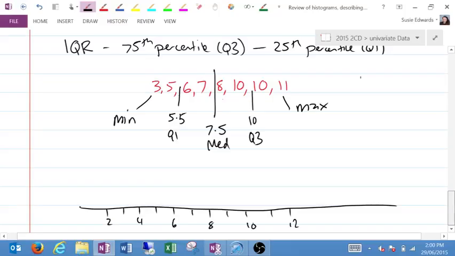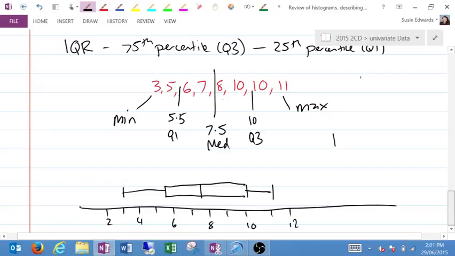For each of those points, we need to draw a little vertical line. So minimum is at 3, Q1 is at 5.5, median is at 7.5, Q3 is at 10, max is at 11. All 5 of those points need to be shown in the same way. We then connect the interquartile range with a box, so between Q3 and Q1. Then we connect the min and the max with the whiskers. So that's why it's called a box and whisker plot. That's how we draw a box and whisker plot.